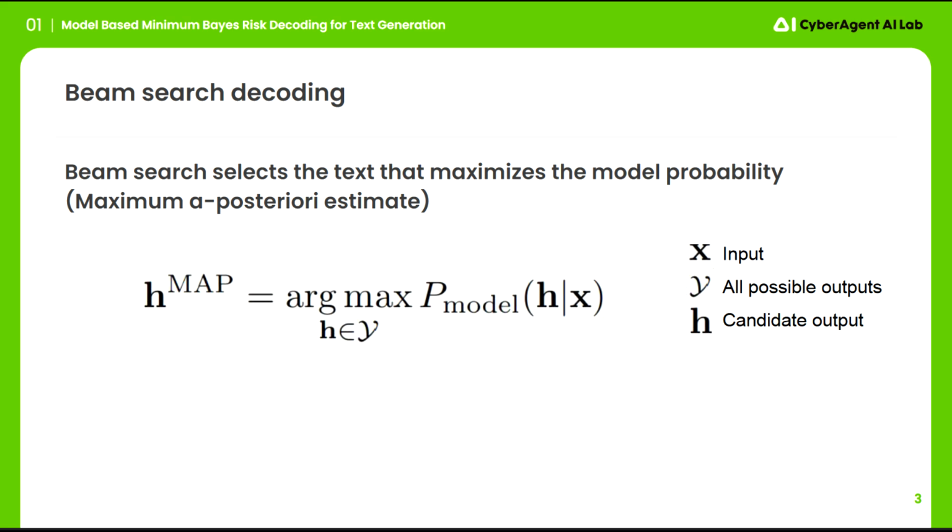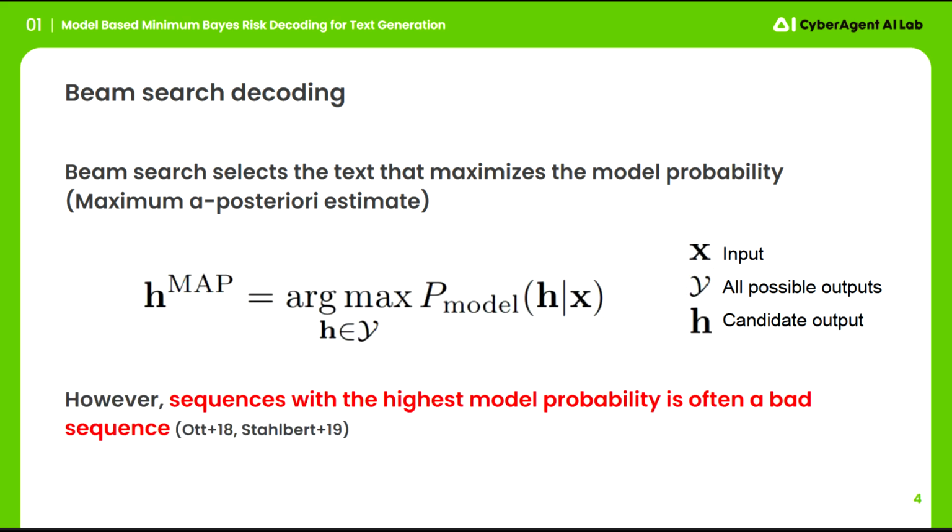The currently most used algorithm for text generation is beam search decoding. Beam search selects the text that maximizes the model probability. So it's a MAP estimate, maximum a posteriori estimate, in the sense that you simply maximize the P model. It sounds very intuitive, because the P model is trained to generate useful text.